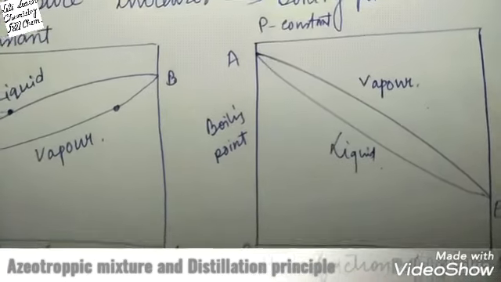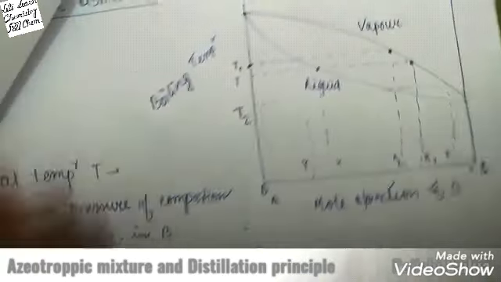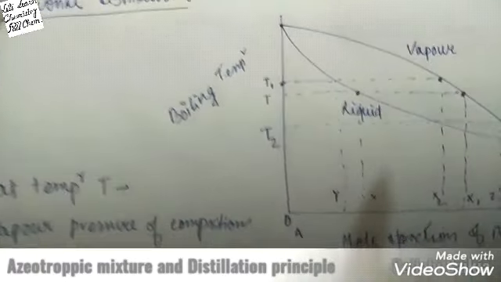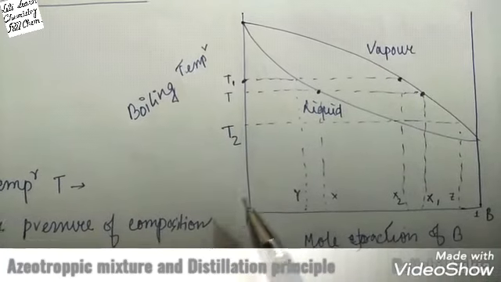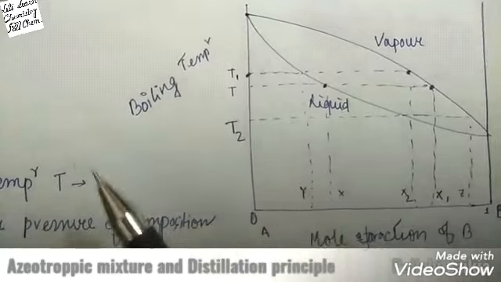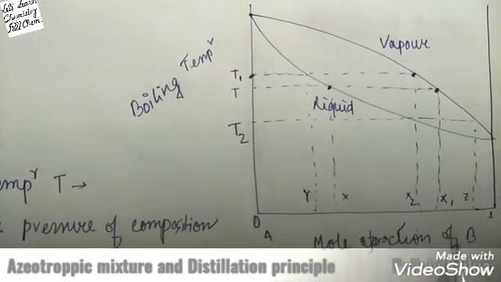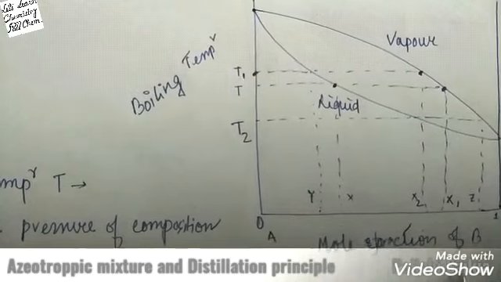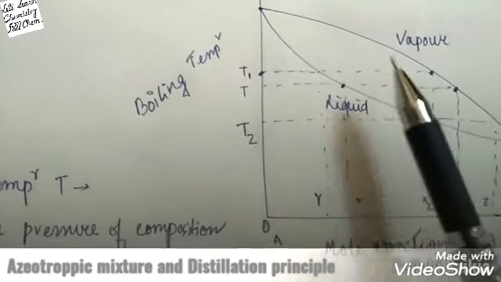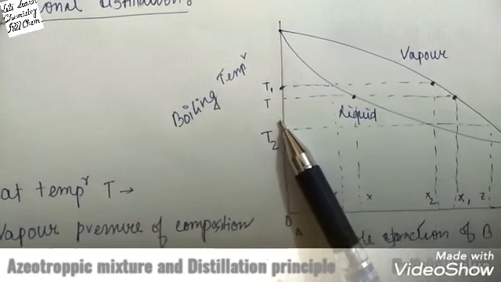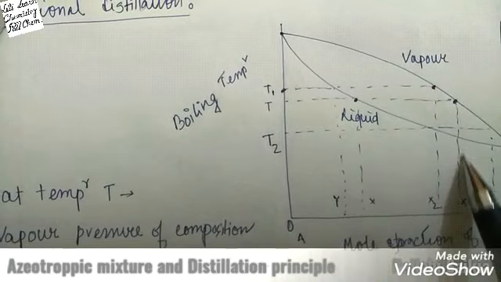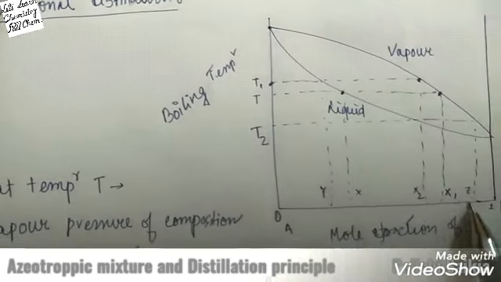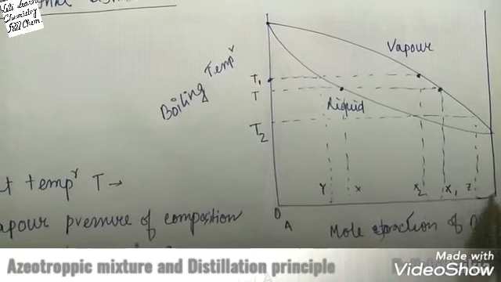Now, applying this principle, we can apply it to the fractional distillation process. Suppose we are taking a binary mixture of A and B, similar to the earlier boiling temperature and mole fraction curve, composition curve. At a particular temperature T, the vapor pressure of the composition X1, which is richer in B, since it is on the right hand side.